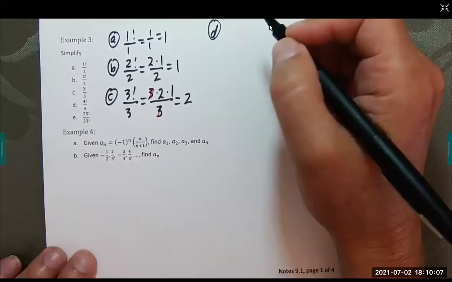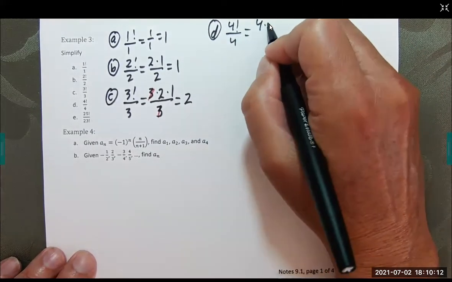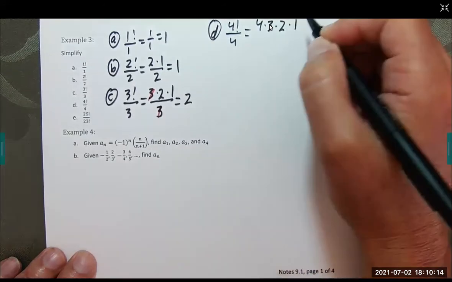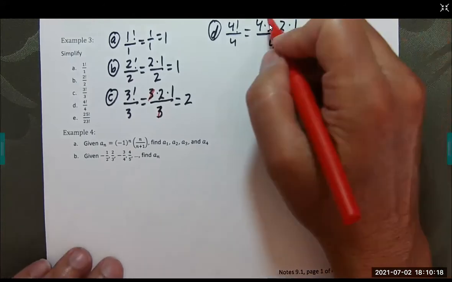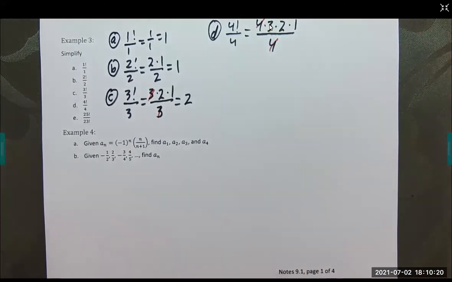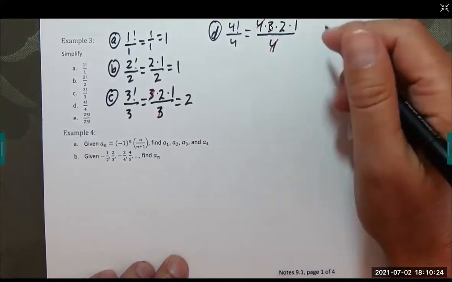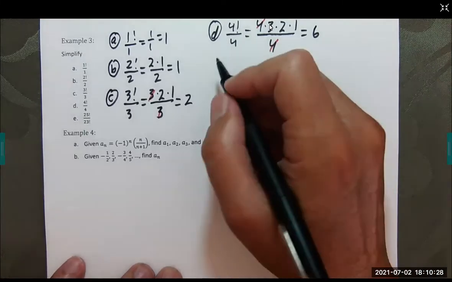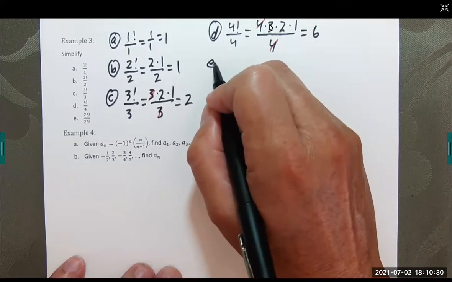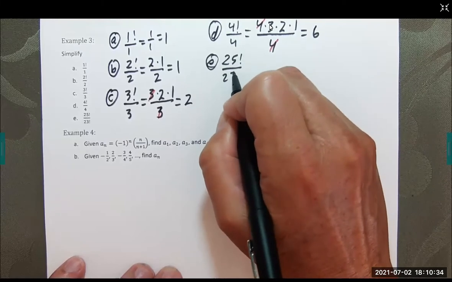D, 4 factorial over 4. That's 4 times 3 times 2 times 1 divided by 4. You can see the 4's reduce. We're left with 3 times 2 times 1. Do you see that's 3 factorial, actually? The last one, I'm obviously not going to write out all of these terms. 25 factorial over 23 factorial.